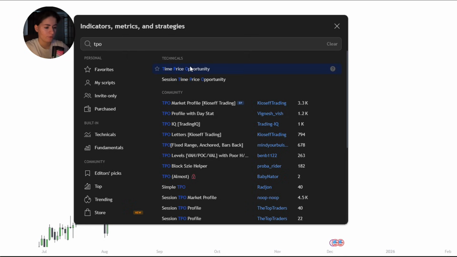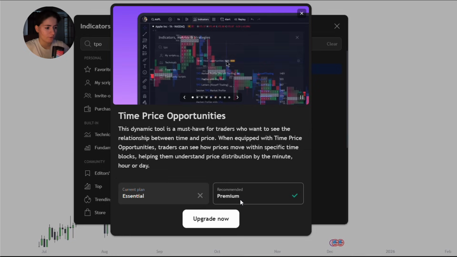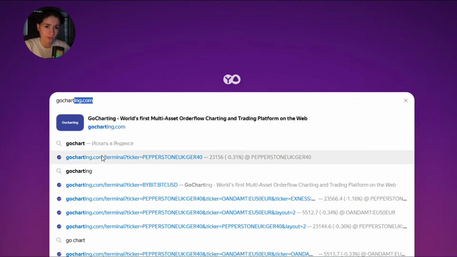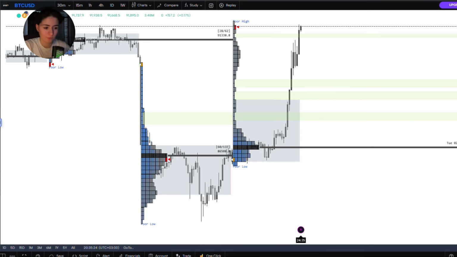First of all, on TradingView using the TPO indicator requires a premium subscription, which not everyone wants to pay for. That's why I personally use gocharting.com, where you can access a market profile for free without a paid subscription. I will leave a link to the site in the description.